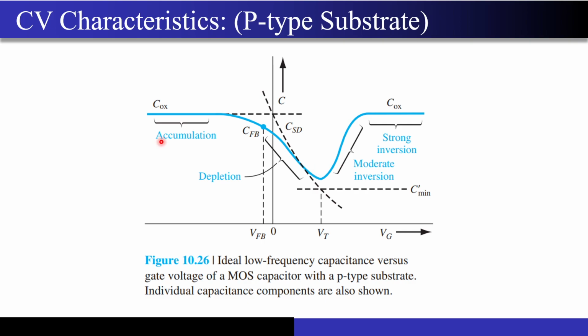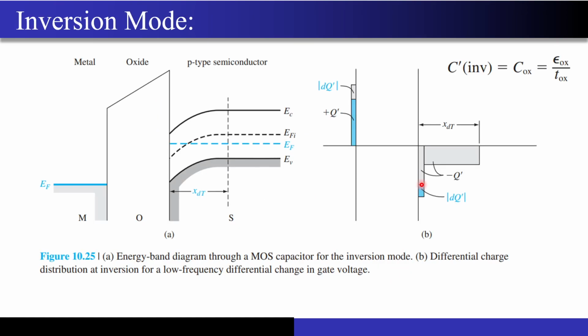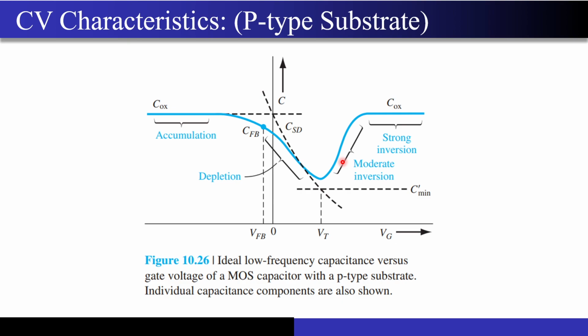First, we have accumulation. The capacitance remains constant, equal to Cox. Again, after applying a very high gate voltage, even though you have a depletion region, whatever change you want to make is not happening at the farther end of the depletion region. It is actually happening right at the interface over here. Because of that, your capacitance actually got increased.